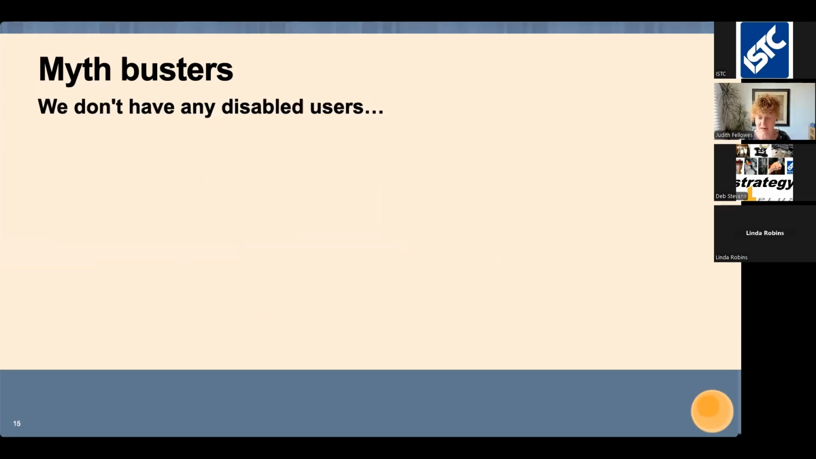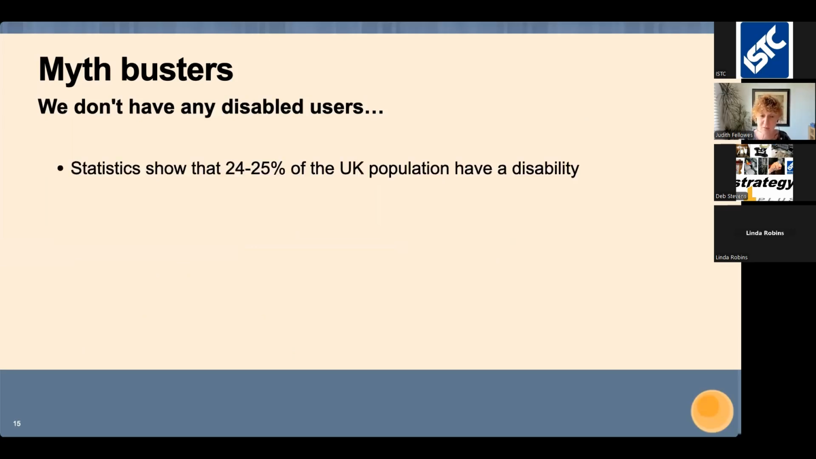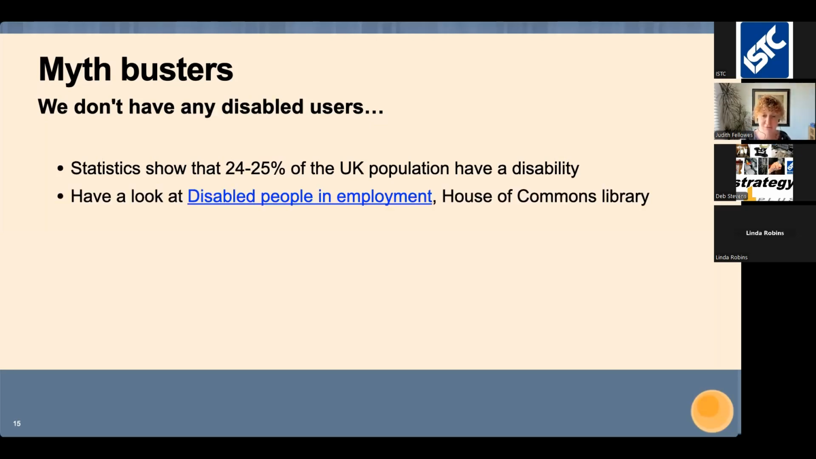So, we don't have any disabled users, so this is fairly common. We've already looked at the statistics and we've seen that 24 to 25% of the UK population have a disability. So I think it's probably more like 30. In a few years, we might say it's more like 35.